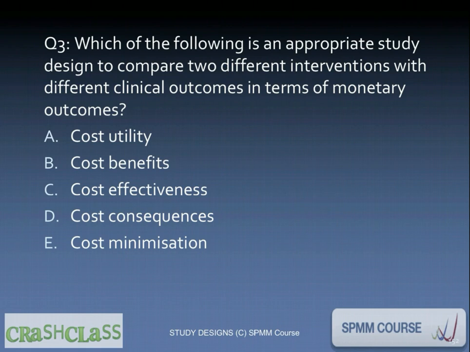A. Cost utility. B. Cost benefit. C. Cost effectiveness. D. Cost consequences. E. Cost minimization. Okay, so there are two interventions. They have different clinical outcomes, but you're comparing the outcomes in terms of money, monetary outcomes.